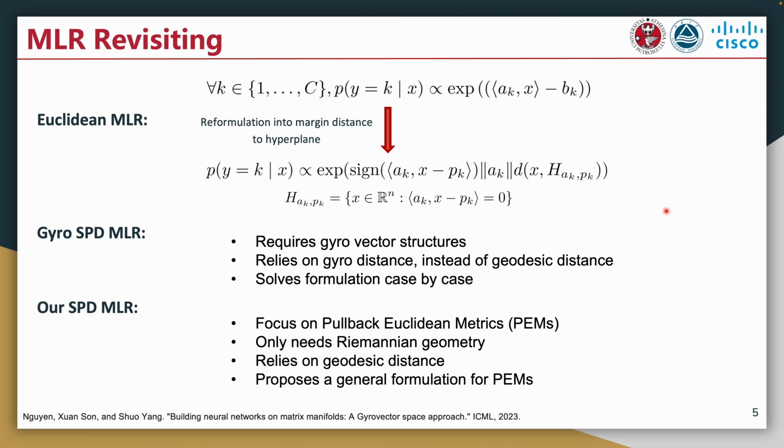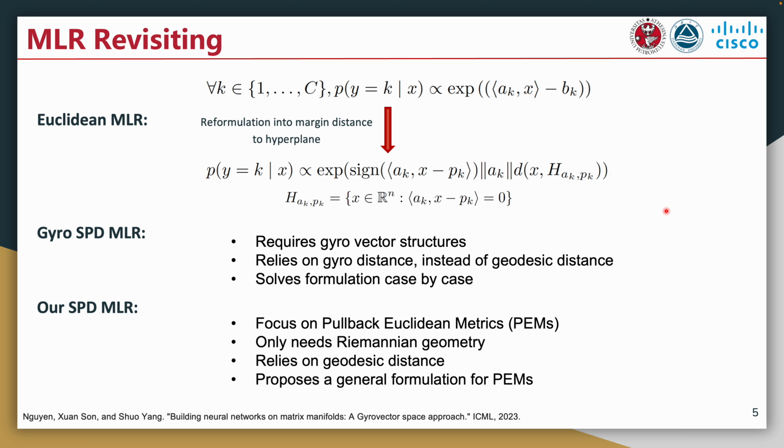Here is the Euclidean MLR. Previous work has the Euclidean MLR composed of the FC layer and the softmax, and has reformulated the Euclidean MLR by the distance to the hyperplane. The previous SPD MLR has extended the Euclidean MLR into SPD manifolds by geostructures, but the geostructure was induced from the Riemannian geometry, and also not every metric has a geostructure.